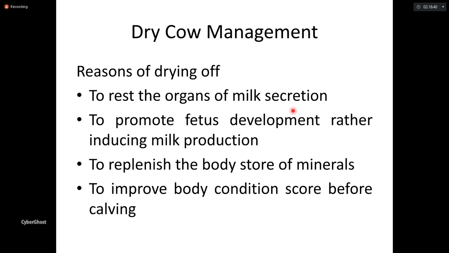Right? So why do we practice such a thing, which is called dry cow management? The first thing is we have to rest the milking organs, the teats and the milk secretory mechanism system, for some time before the cow is giving birth to the young ones, right?